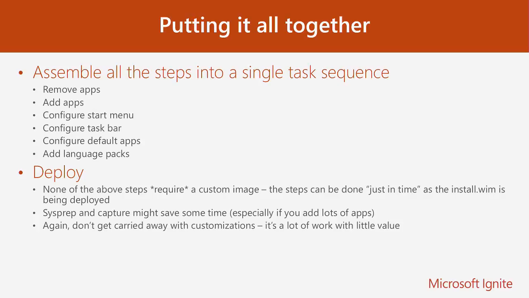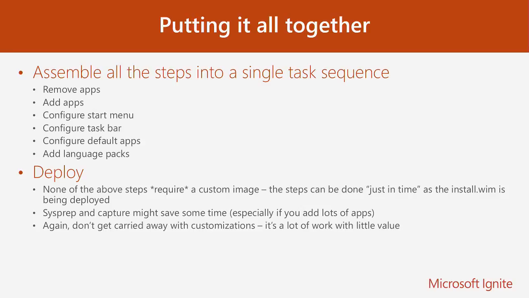Same thing with the taskbar. Configuring the default apps, same basic thing. Manually configure the file associations you want, export them using DISM, import them as part of the deployment task sequence using DISM, and then add in any language packs that you want. So you could do this all on top of the install.wim without a custom image, but in a lot of cases you'll want to save time by doing this through a custom image.